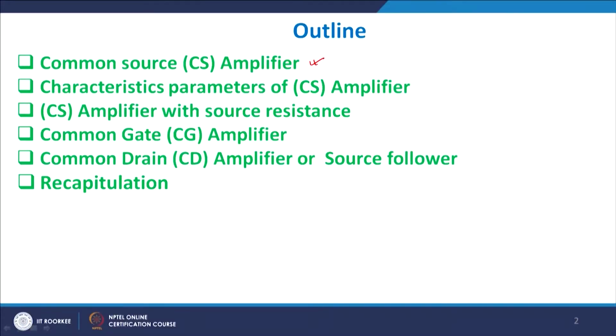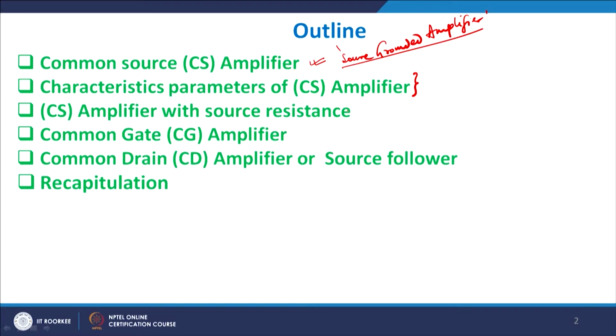So, let us see the first. What will be the outline of my talk? The first thing we will be studying is the common source amplifier, which is also known as source grounded. This is the most commonly used amplifier design across the world, and for reasons we will discuss later on. We will see the various characteristics of this amplifier, which means that we will be looking into the various output characteristics of this amplifier.